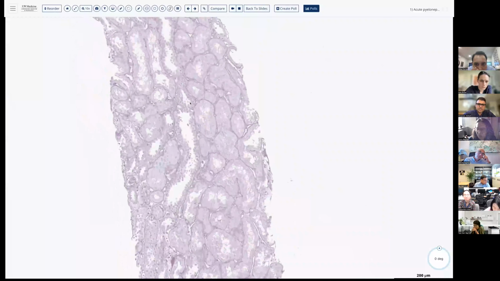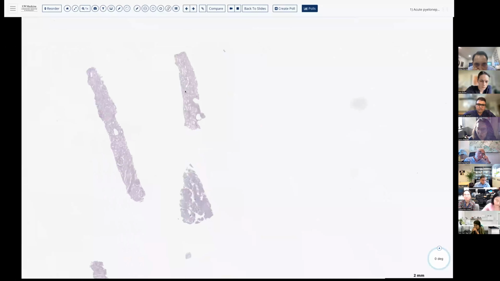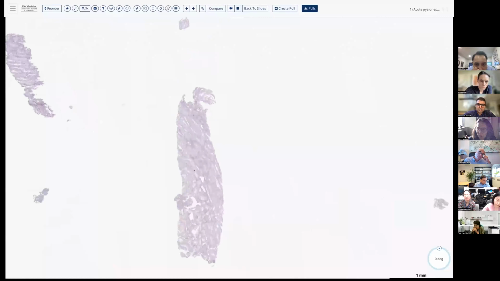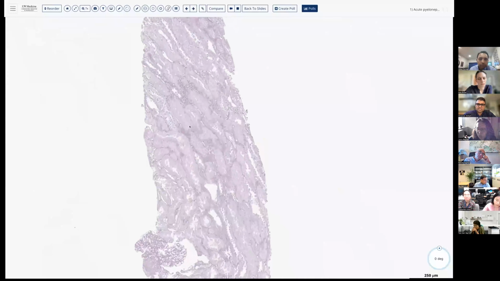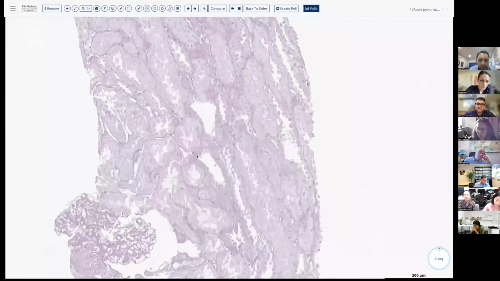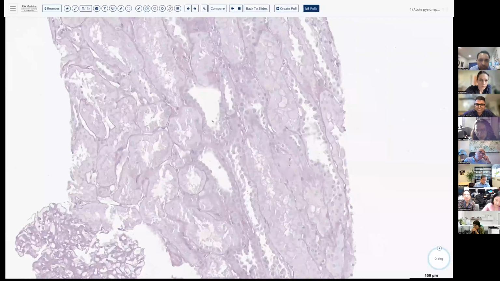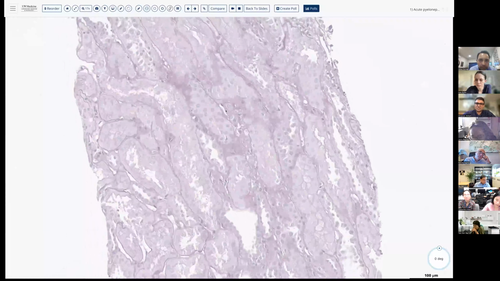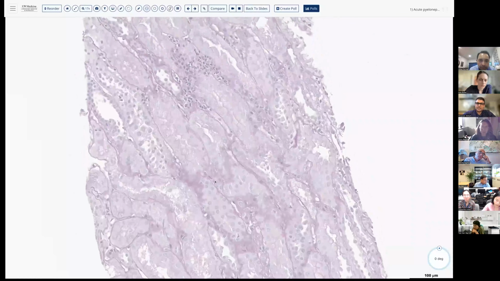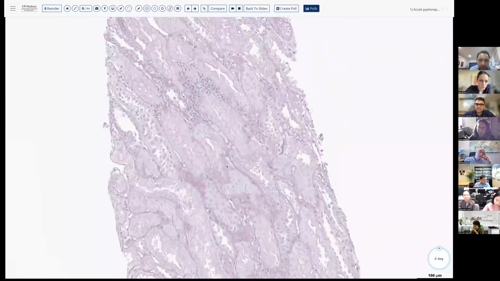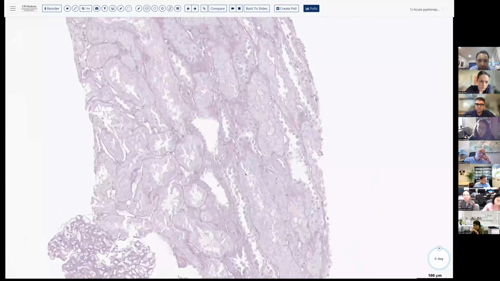Another consideration raised by Dr. Jefferson was oxalate nephropathy. This is not the best stain to show that, and we won't be able to polarize in this particular representation, but we did not see crystals within these tubules.